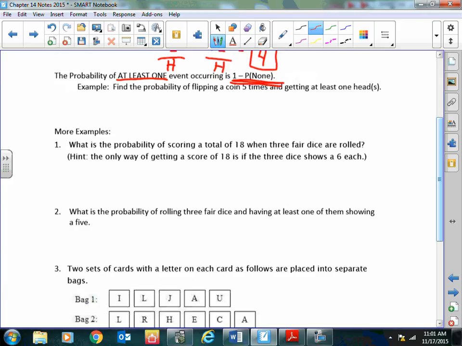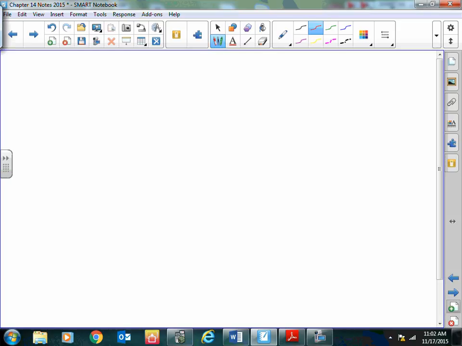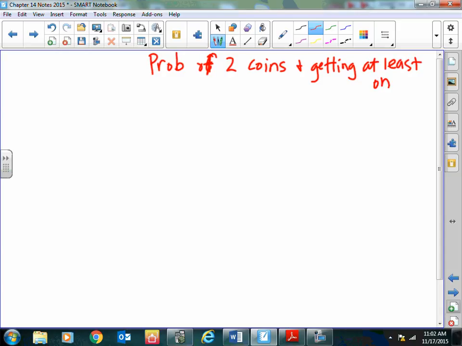Okay. I actually wish that I had put another example in here about just flipping the coin twice, because I want to demonstrate that again. I want to first do this simpler so that I can physically show you what's happening, and then we'll do that problem with the 5 coins. Okay, so I want to ask you, what's the probability of flipping 2 coins and getting at least one of them heads?